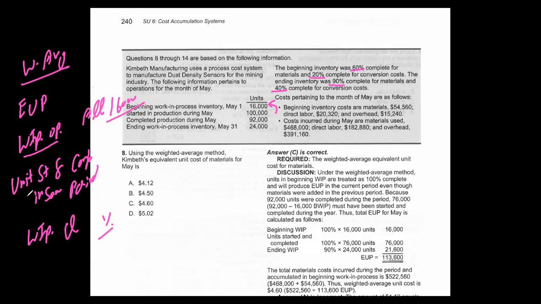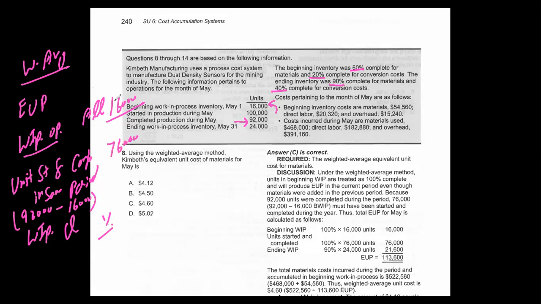In the second step, you have to take units started and completed in the same period. Like here, you can see that we have completed units how much? 92,000. But we need those which started and completed in this period itself. So how can we have it? Completed units minus work in process beginning 16,000. So you will get 76,000.